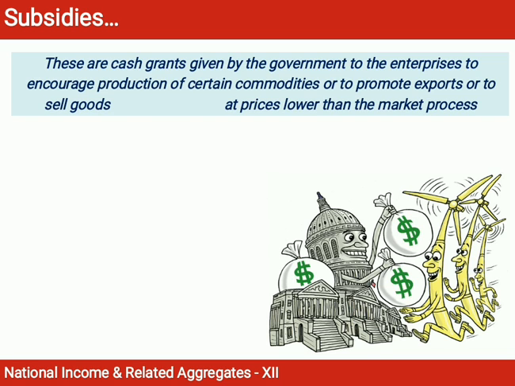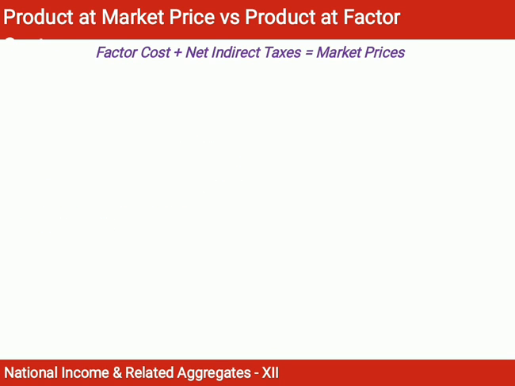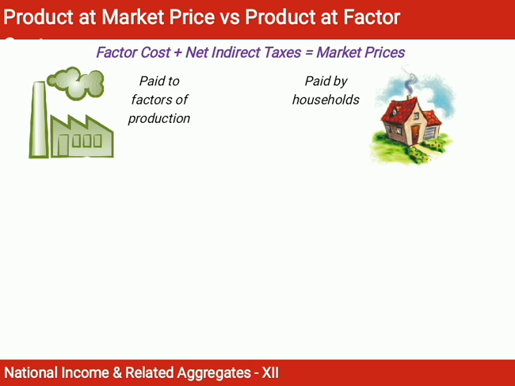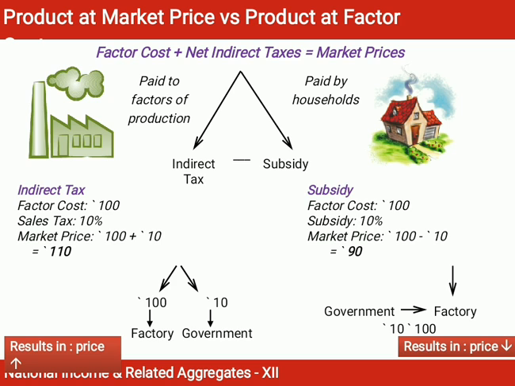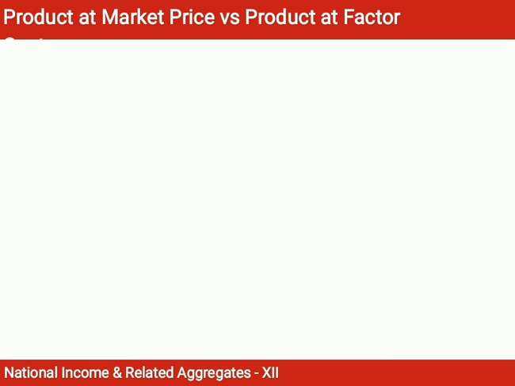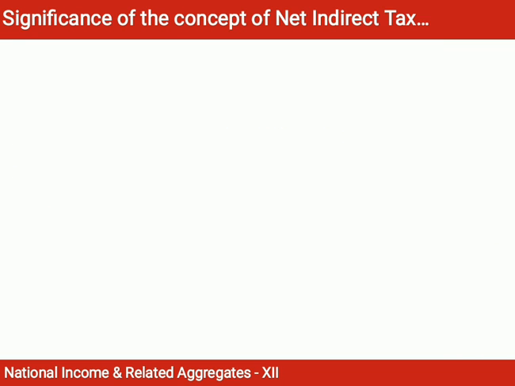In the example of the speaker, if the government grants a subsidy of rupees 10, then the price of the speaker will fall to rupees 540 due to subsidies. The result of the subsidies is a fall in the market price. Then factor cost plus indirect taxes equals market price. The result of taxes is to increase the market price, and the result of granting subsidies is to reduce the price of the commodity.